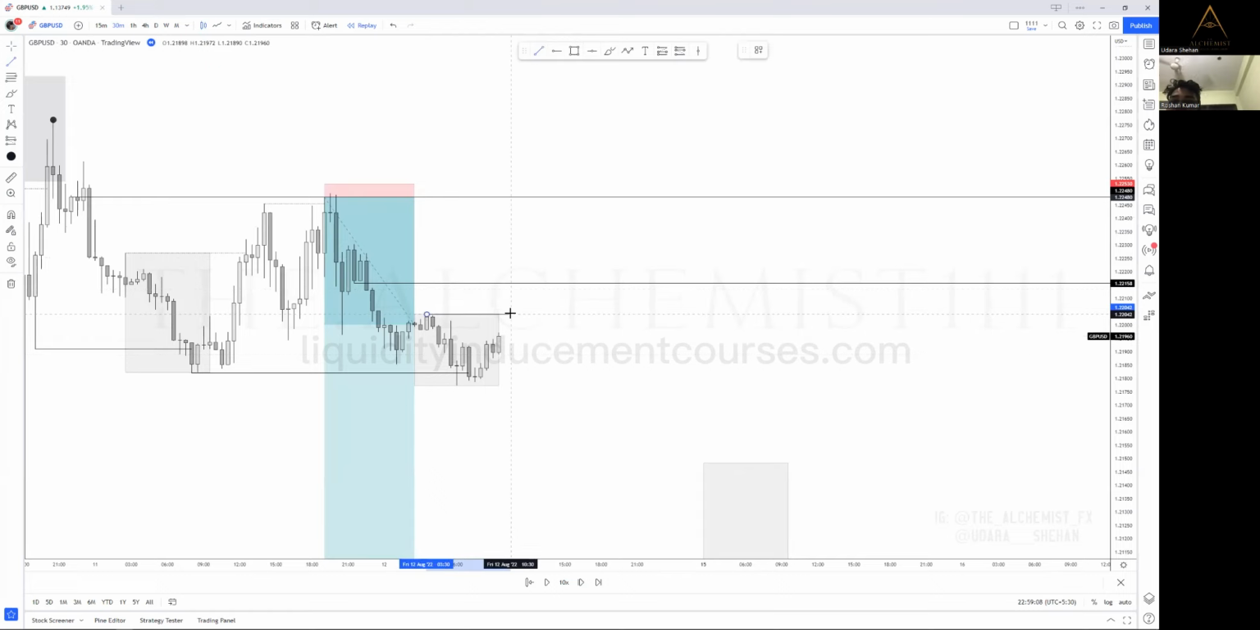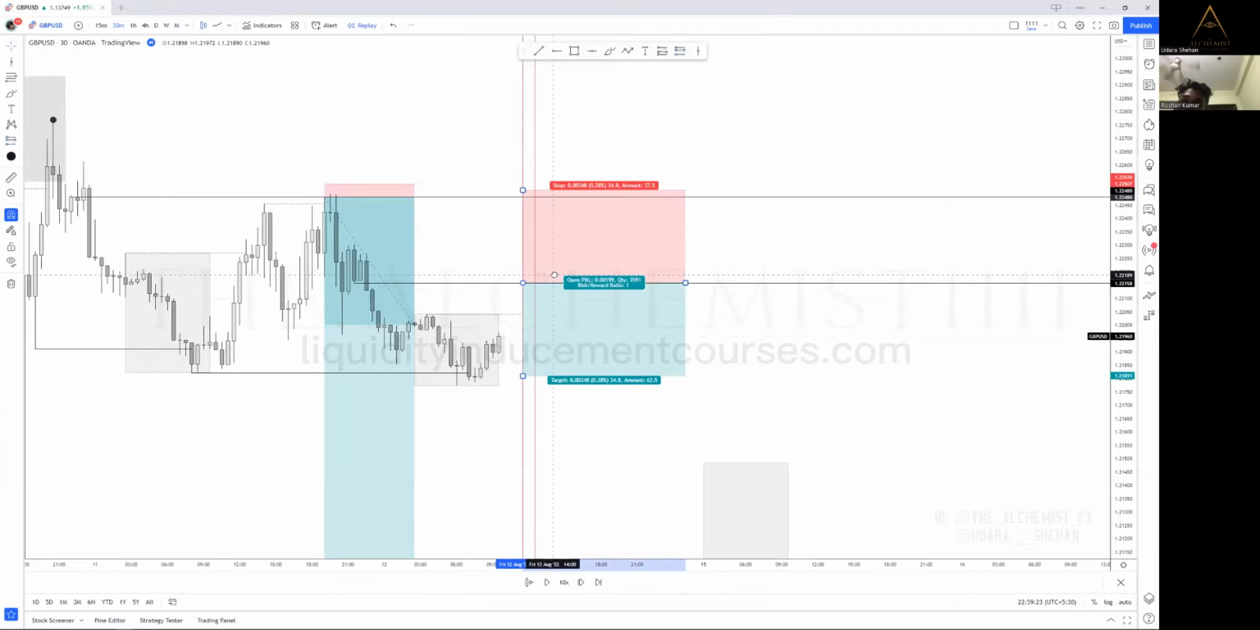See, now we have the classic setup in play. Asia, okay, ranges are clear. Timing, 11:30, 12:30. Can you see we're doing the same thing again and again? Okay, we're going to sell it like this.